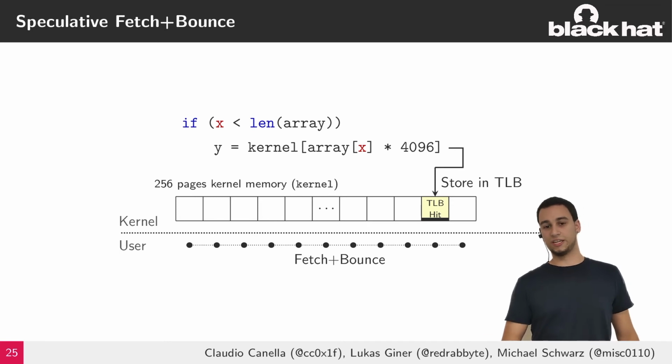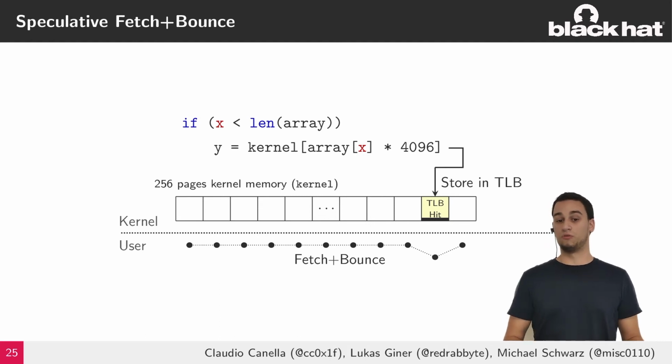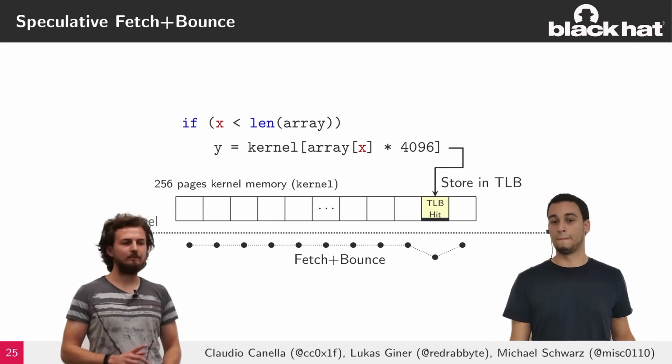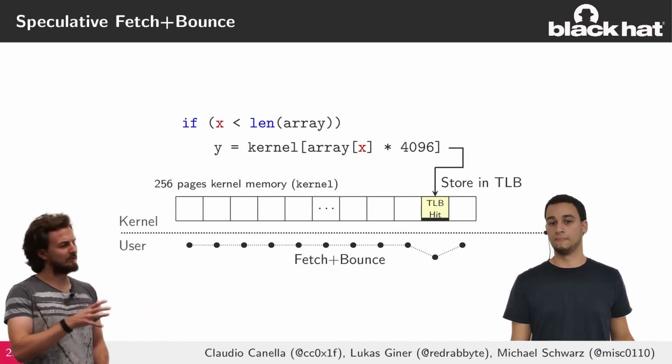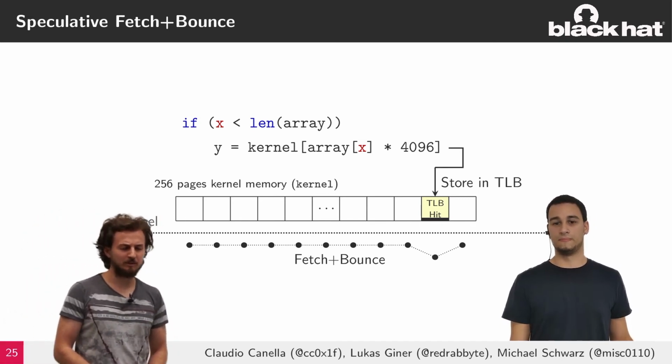Instead of doing a cache attack, we're doing a TLB attack with fetch and bounce, and we can infer that secret from the TLB, whether it was a TLB hit or not, so whether fetch and bounce succeeded at the first try or not.